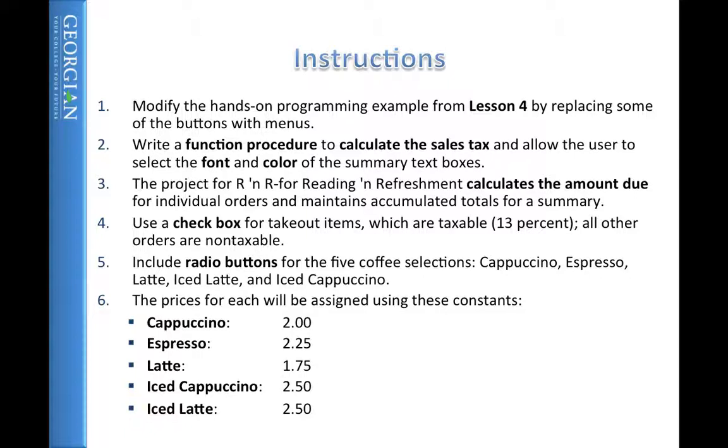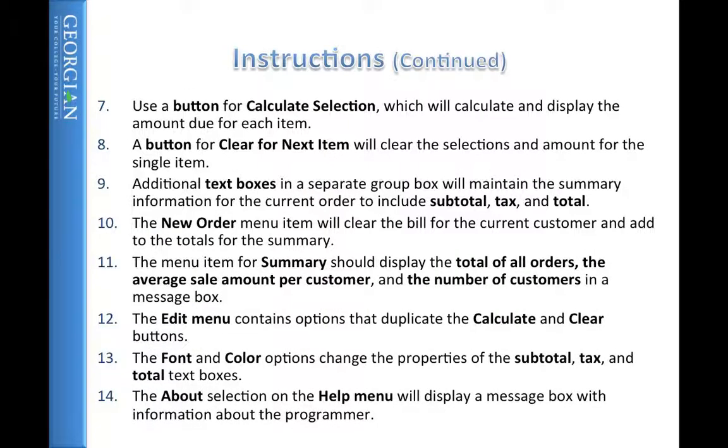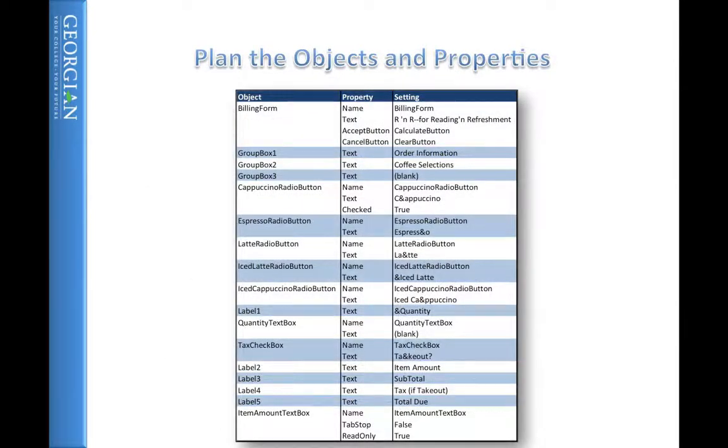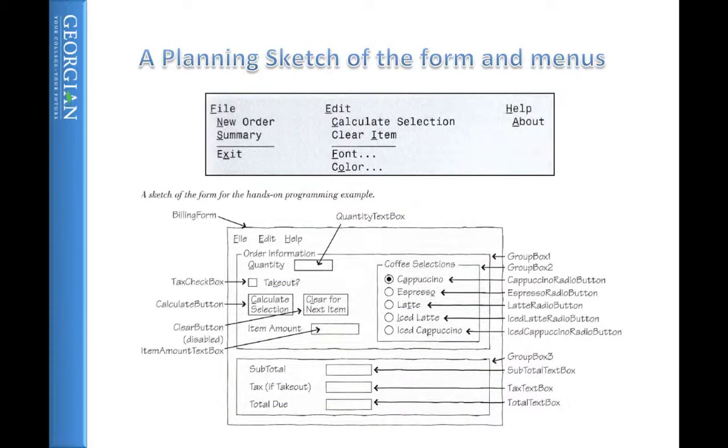I'm going to try and make the exam fun, which means I'm not going to ask you to do something like modify the hands-on programming from lesson 4, right? I'm not going to say that. I'm going to give you something like this. This is going to be like a sketch. It's already going to be provided for you. You're going to get probably something like this, options, objects and properties. You may or may not get that, okay?